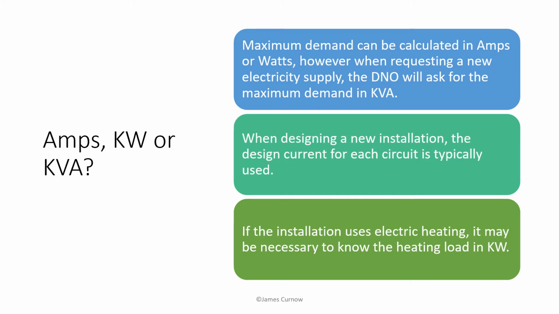So if you're wondering whether to use amps, kilowatts or kVA, well, the maximum demand can be calculated in amps or watts. However, as I mentioned a moment ago, when requesting a new electricity supply, the DNO will ask for the maximum demand in kVA. So when you start out designing the installation, the design current is typically used for each circuit. So you would start off in amps. If the installation uses electric heating, it may be necessary to know the heating load in kilowatts.